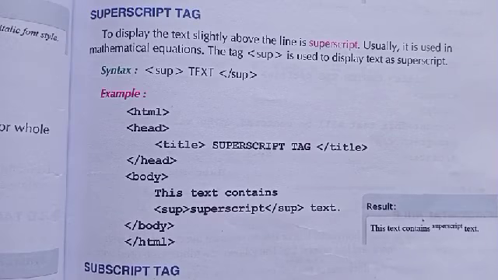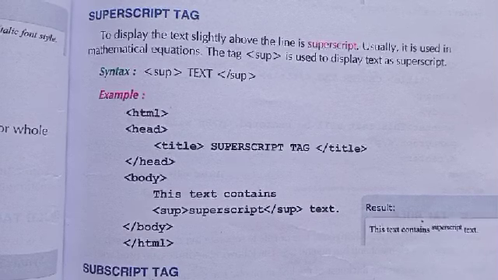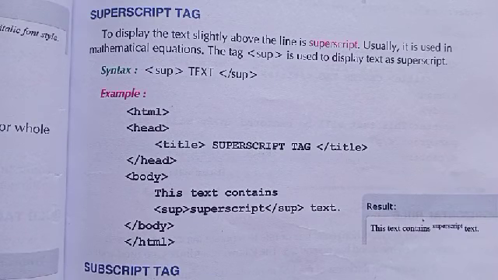Good morning students, continuing chapter number 7, HTML formatting. Now today in the formatting feature we are going to discuss scripting. There are two types of scripting that can be used in HTML. One is superscript and another one is subscript. So let us see what is superscript and what is subscript.